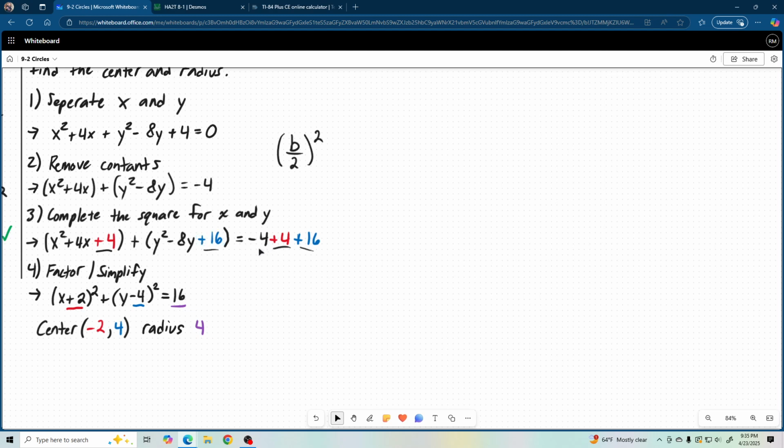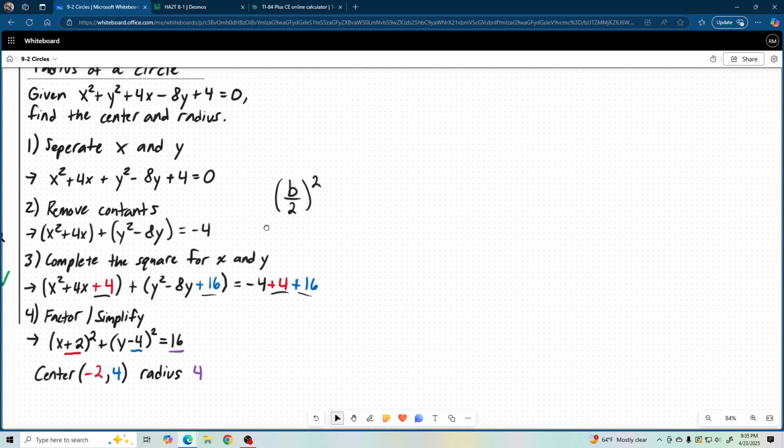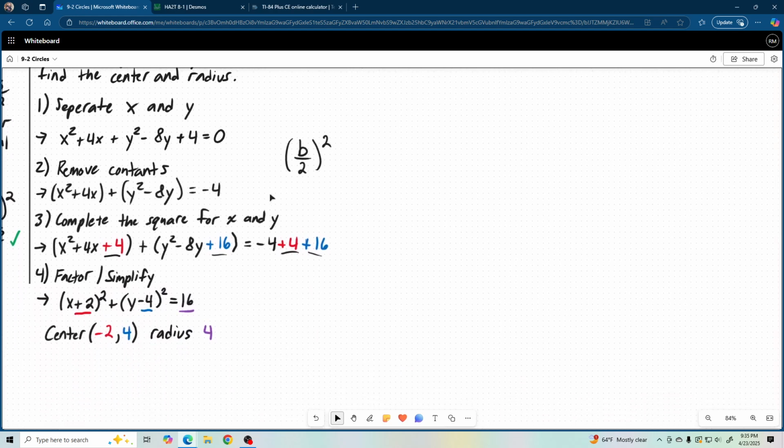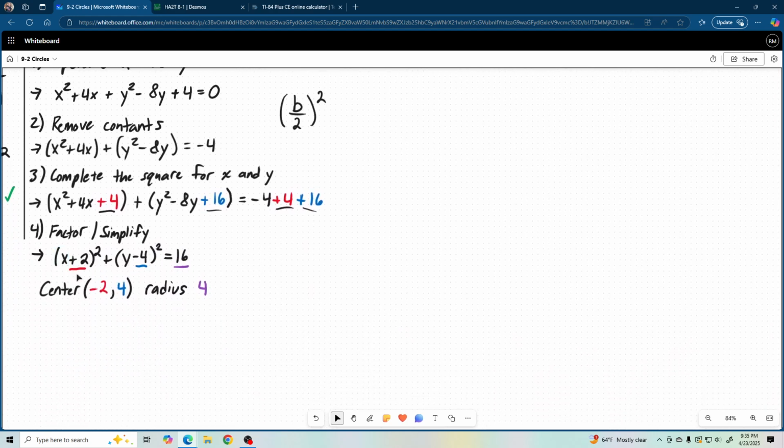Okay, and then over here, we had -4 plus 4. Those will kind of cancel. And then plus 16. So when we simplify it, we get x plus 2 squared plus y minus 4 squared equals 16. And, well, what's the question asking us for? It's asking us for the center and the radius, right? Well, remember that the centers are the opposite of the values, so this should be x minus h, right? So h would be -2, and then this would be y minus k, and of course that makes k just 4, right? So our center is at -2 comma 4.